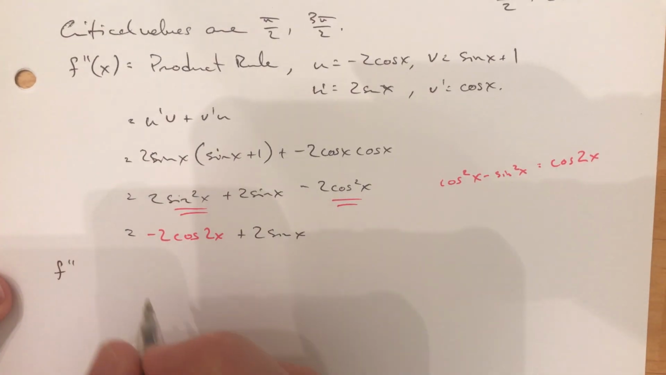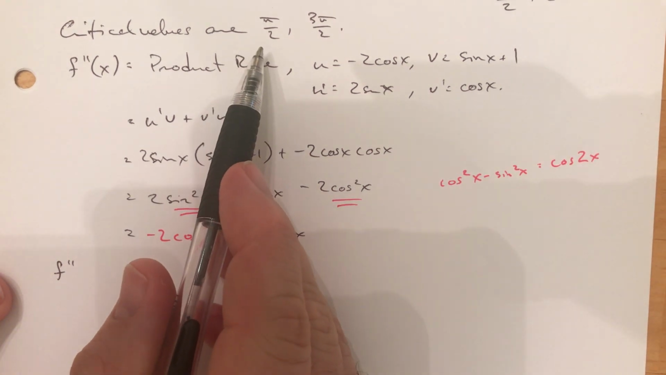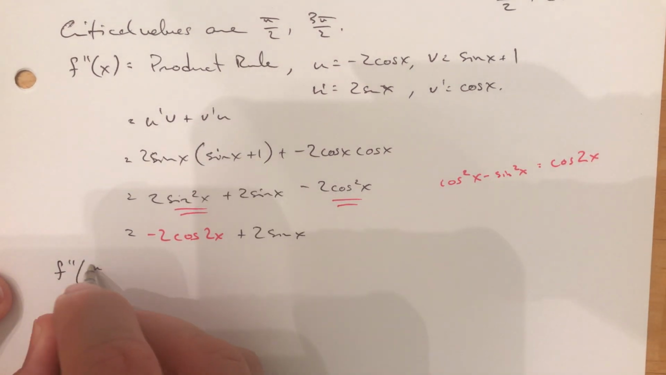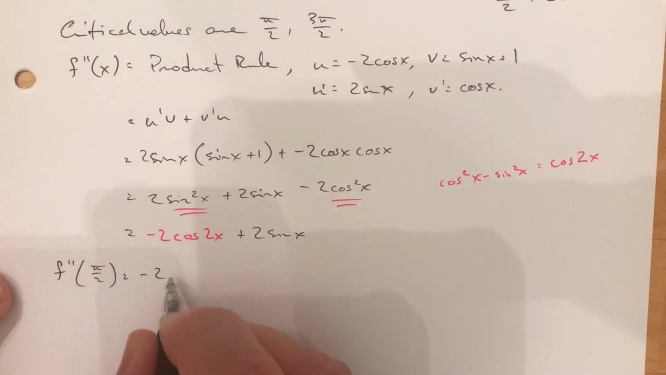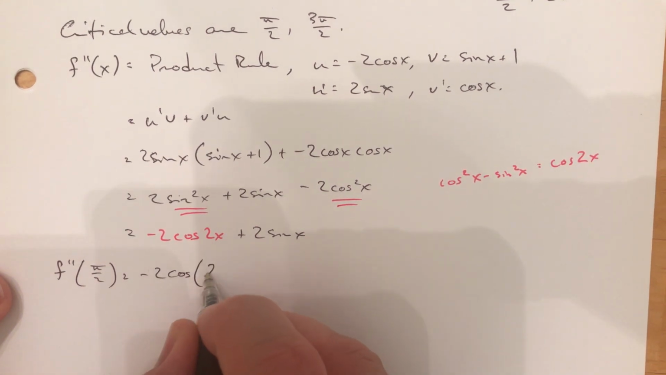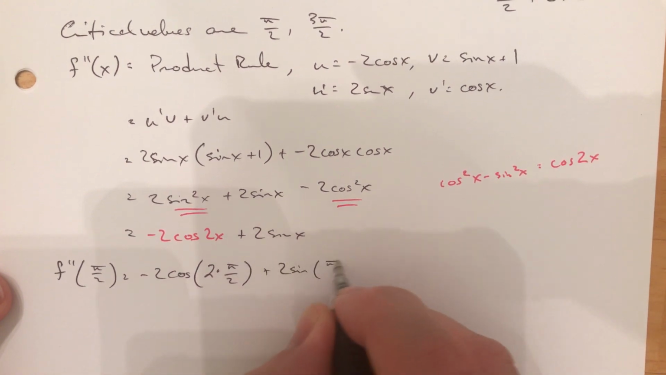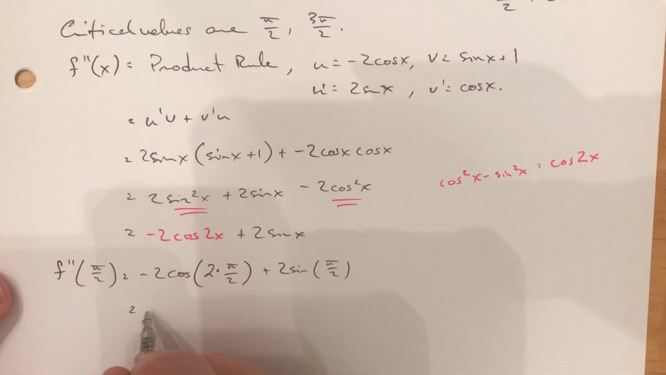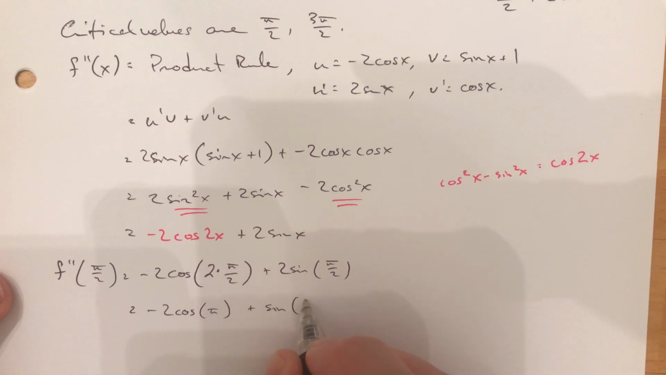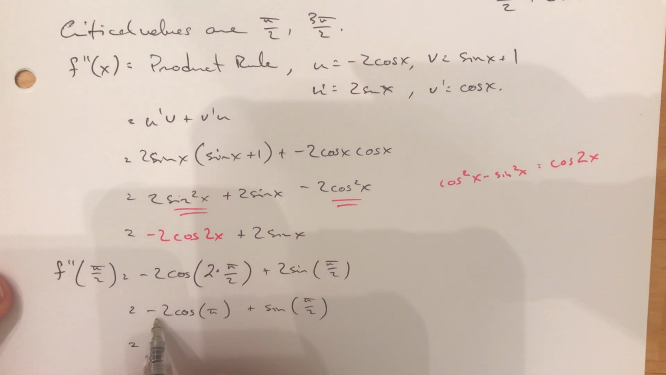Now we go back and start plugging in our critical values. f double prime of pi over 2 is negative 2 cosine of 2 times pi over 2 plus 2 sine of pi over 2. That's negative 2 cosine of pi plus 2 sine of pi over 2. Cosine of pi is negative 1 times negative 2 makes positive 2. And then sine of pi over 2, of course, is 1, times 2, adds up to 4. That's positive.